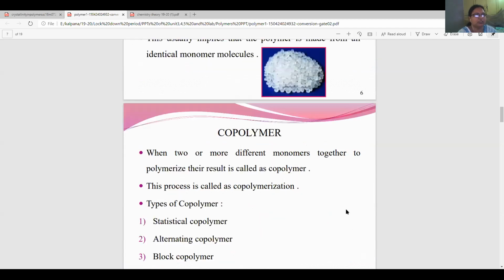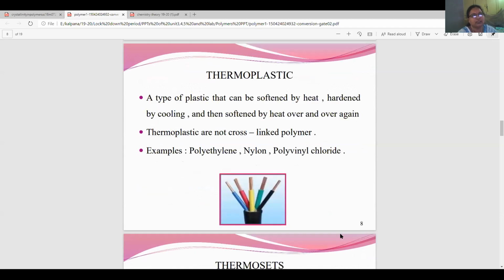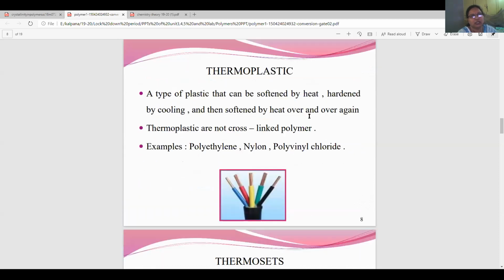Copolymer. That is, when two different monomers combine together to form a polymer, that is called a copolymer. Okay? Then thermoplastic. A type of plastic that can be softened by heating and hardened by cooling is called a thermoplastic material. So they are not cross-linked polymers. Examples: polyethylene, nylon, polyvinyl chloride.